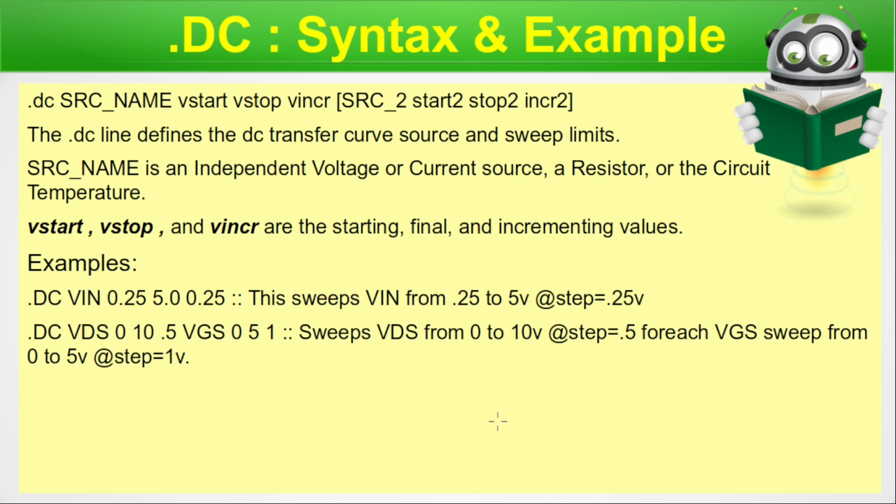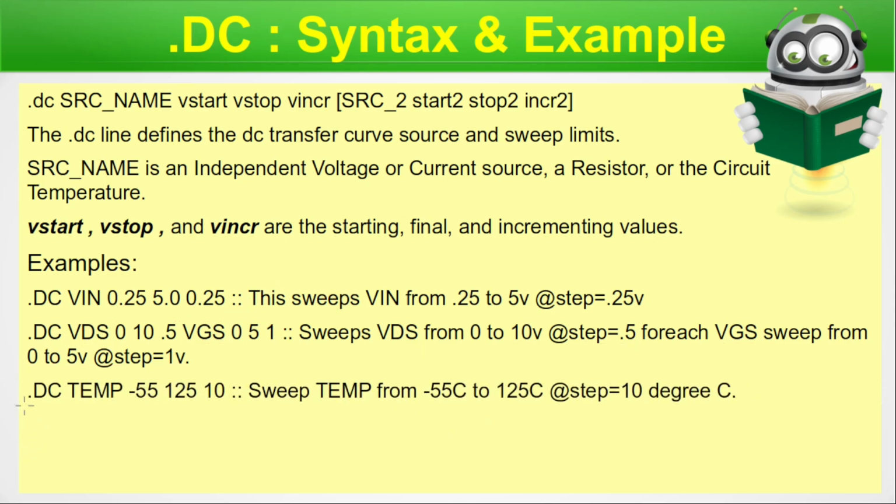Next, we have another example, which is for the temperature. Now we write .DC, then TEMP, and then -55 to 125, and the step is 10. We interpret that the temperature is swept from -55 degrees centigrade to 125 degrees centigrade at the step of 10 degrees centigrade. So in the first two examples we have seen single DC sweep and multiple DC sweep, and in the third we see the temperature sweep.